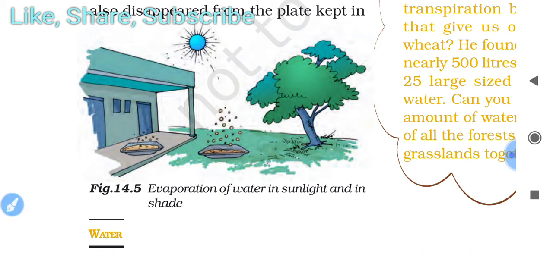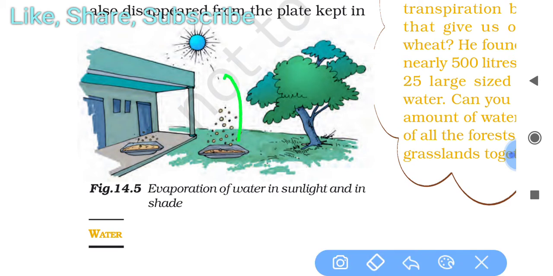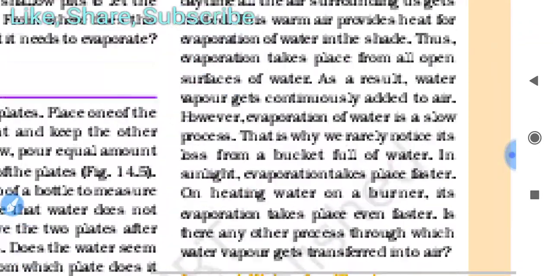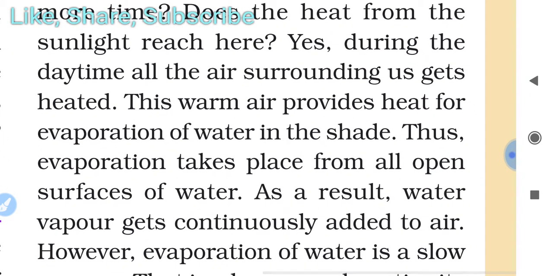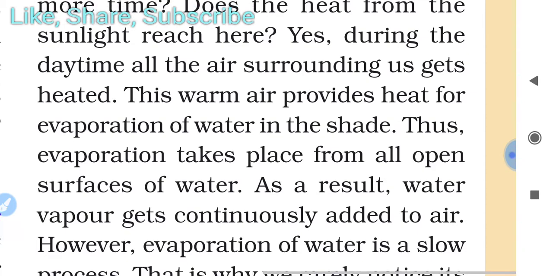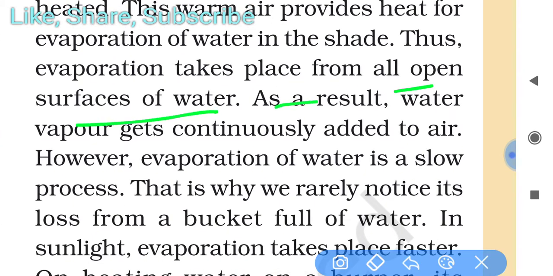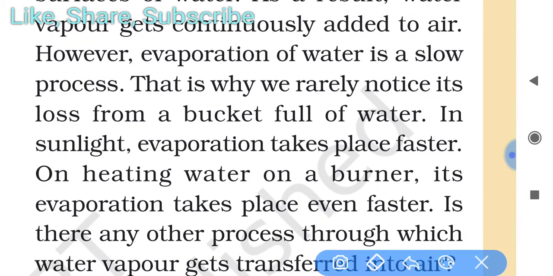So what you will find is that the water evaporates from this plate, and some water also evaporates from the other plate even if it is in shade. So what can we conclude? Does the heat from the sunlight reach the earth? Yes, during the daytime all the air surrounding us gets heated. This warm air provides heat for evaporation of water in the shade also. So in shade also the warm air is there, that's why the evaporation process takes place. Thus evaporation takes place from all open surfaces of water. As a result, water vapor gets continuously added to the air. However, evaporation of water is a slow process. That is why we rarely notice its loss.